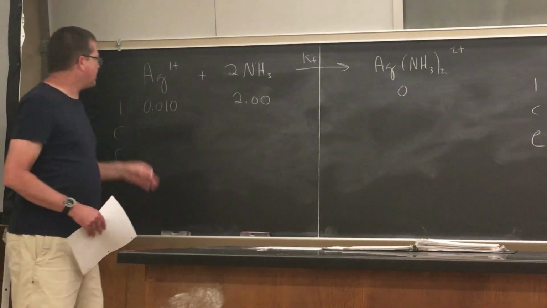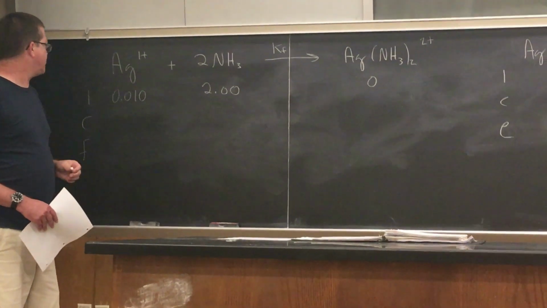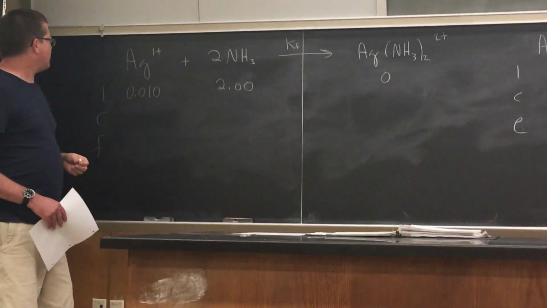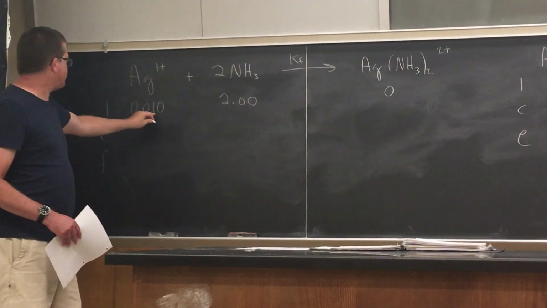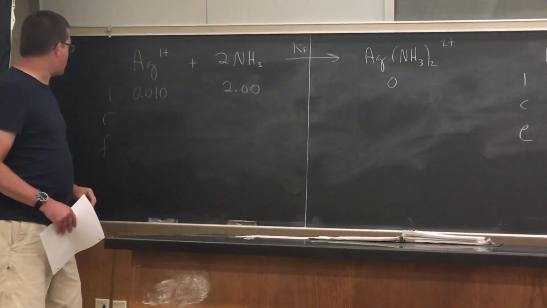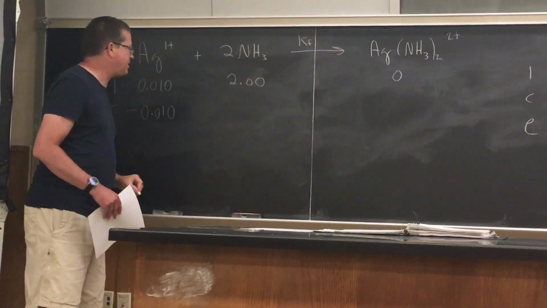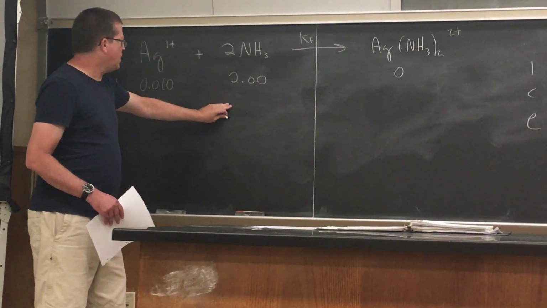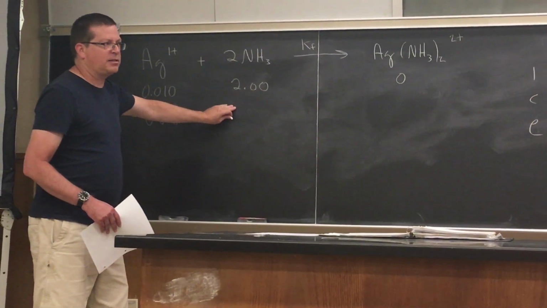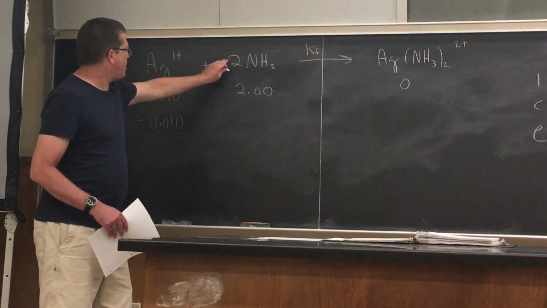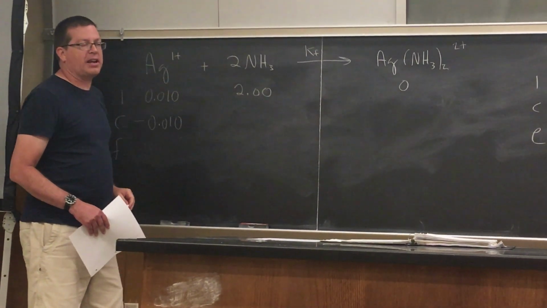So let's look at this from the point of view of a simple ICF table. I'm looking for a limiting reactant here, and I see one. It's going to be 0.01 moles of the silver ion. So I've got 0.010 being lost. Now be careful here. When you ask yourself how much is lost, we have to also be aware here that the stoichiometry is now 2 to 1.